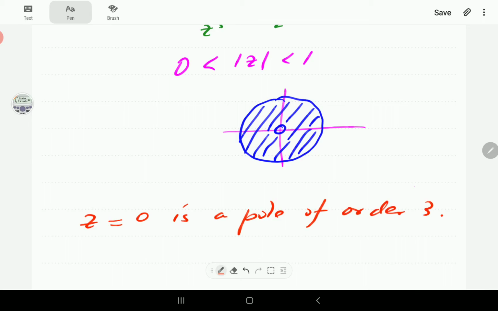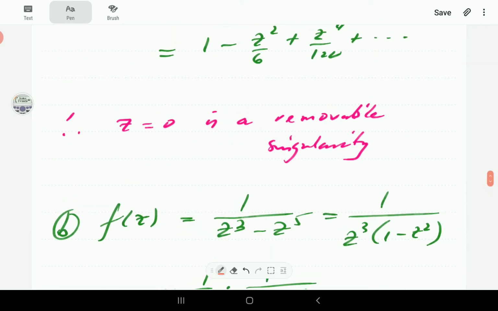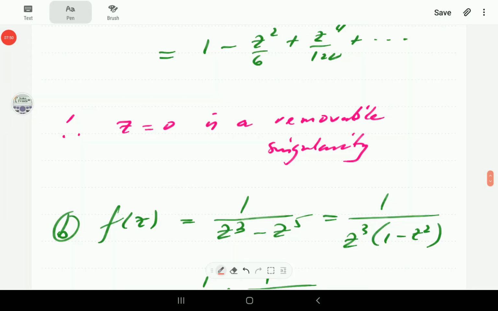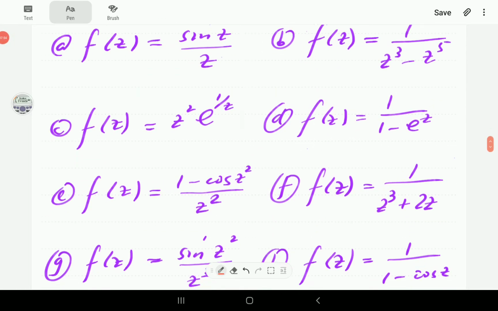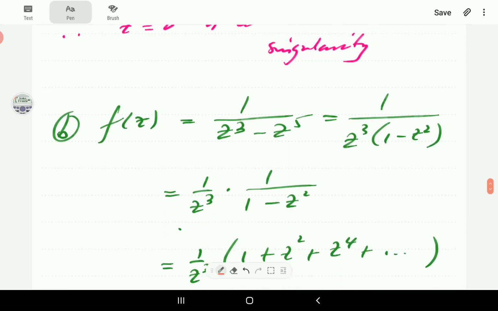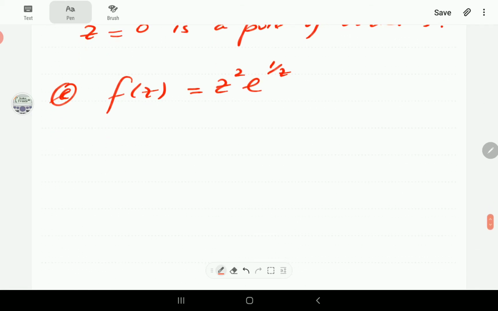Order 3. So that is the second question there. In part C, we have f of z equals z squared e to the 1 over z. So part C, f of z equals z squared e to the 1 over z.